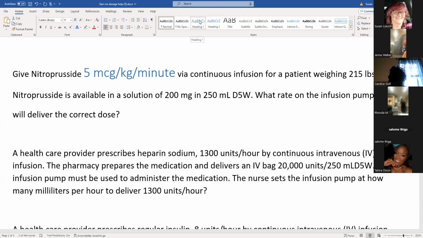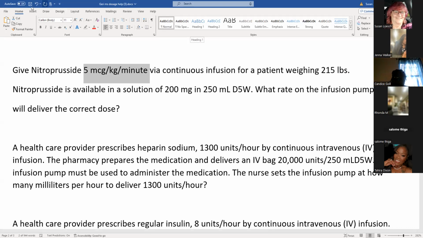All right, so write down what you have on hand, 200 per 250. Okay. Your weight, and your ordered dose, which is 5 micrograms per kilogram per minute.